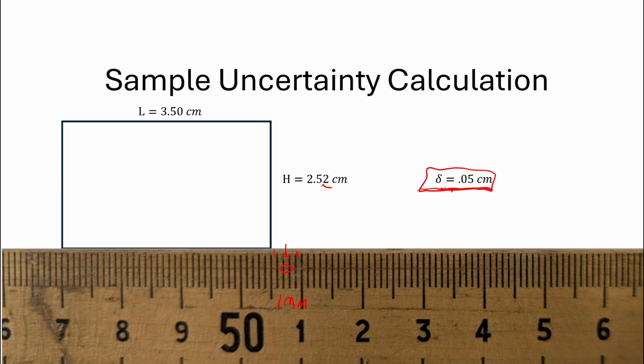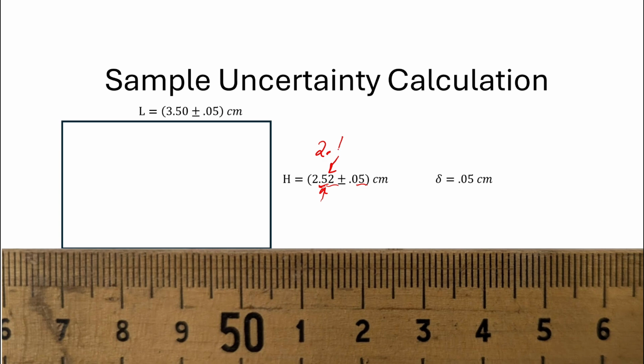What that means is that these numbers that I reported are actually incomplete. I need to include my uncertainty with each of these numbers. And notice that my uncertainty goes to the hundredths place, and my measurements go to the hundredths place, meaning I have some uncertainty about this digit, but I have less uncertainty about that digit.